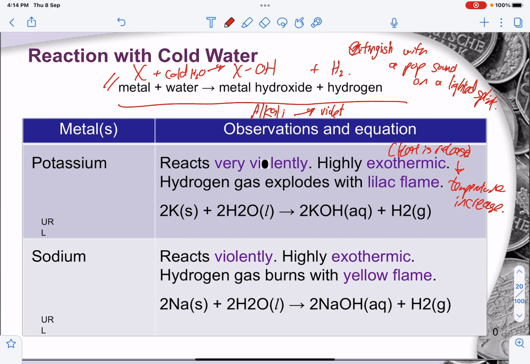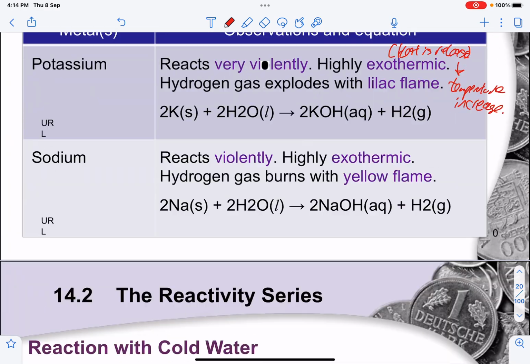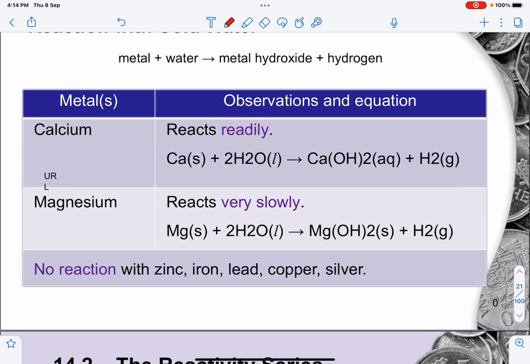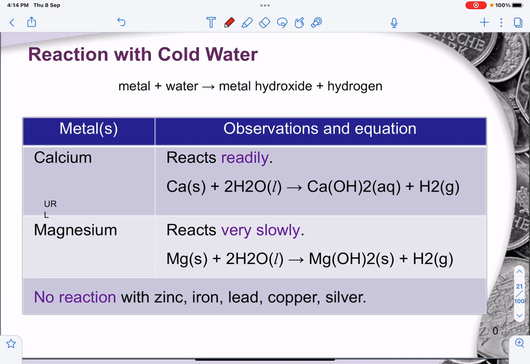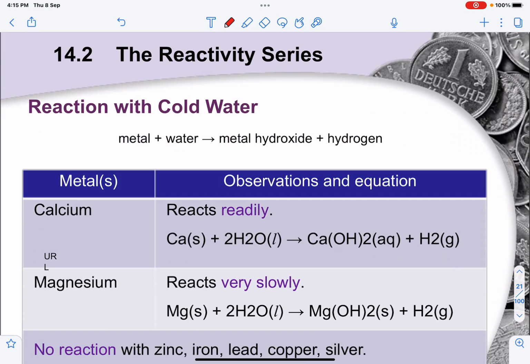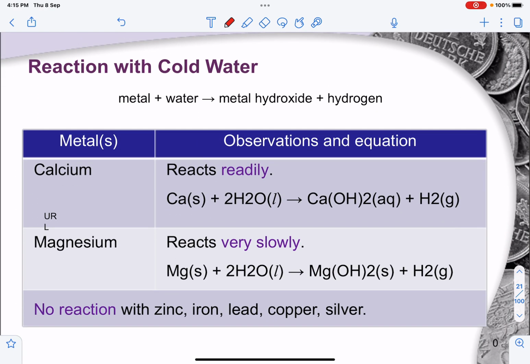Sodium, the next reactive metal below potassium, tends to react very violently and highly exothermically, and of course the flame is yellow in color. But you do see that each of them forms a hydroxide. It's a base. Then you have calcium, and that reacts with cold water, but one thing to take note of is that the reactivity tends to go down already. So you can see that from reacting very violently, it moves towards reacting readily and then reacting slowly. And definitely as you go down the reactivity series, the reaction of zinc, iron, lead and copper, silver tends to be unreactive. Why? Because these metals tend to be the least reactive.